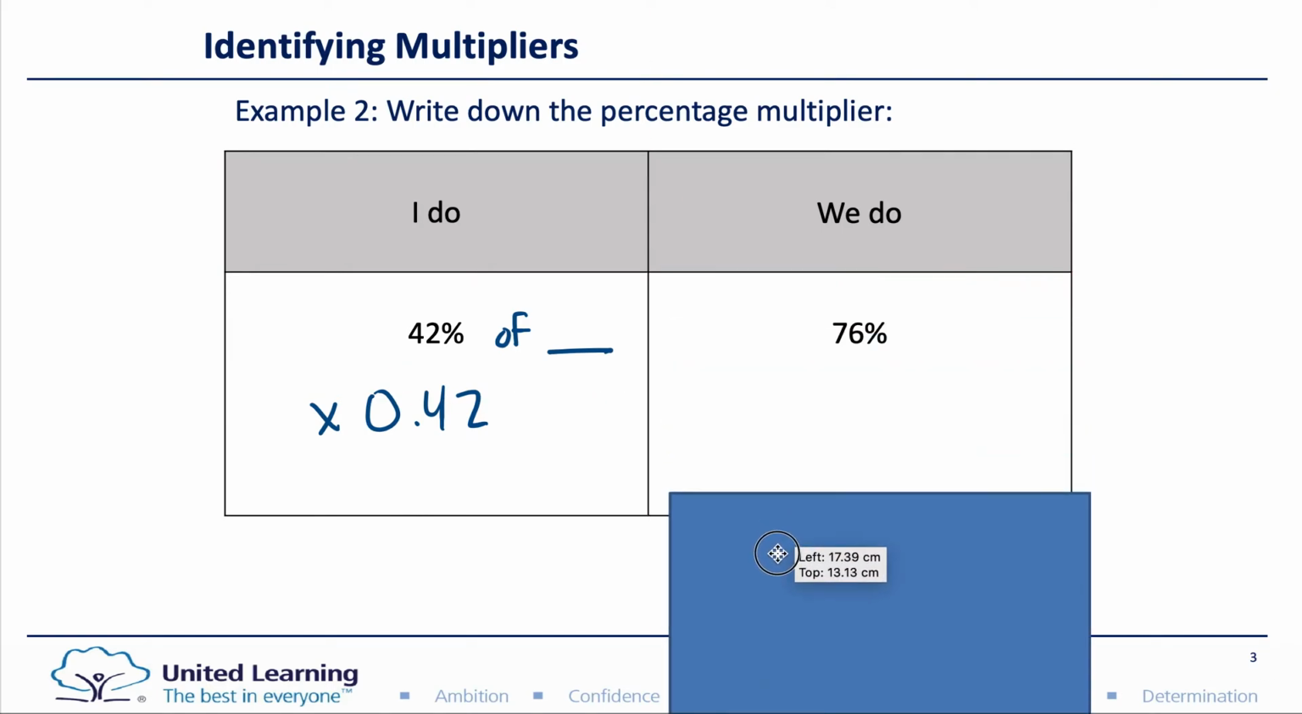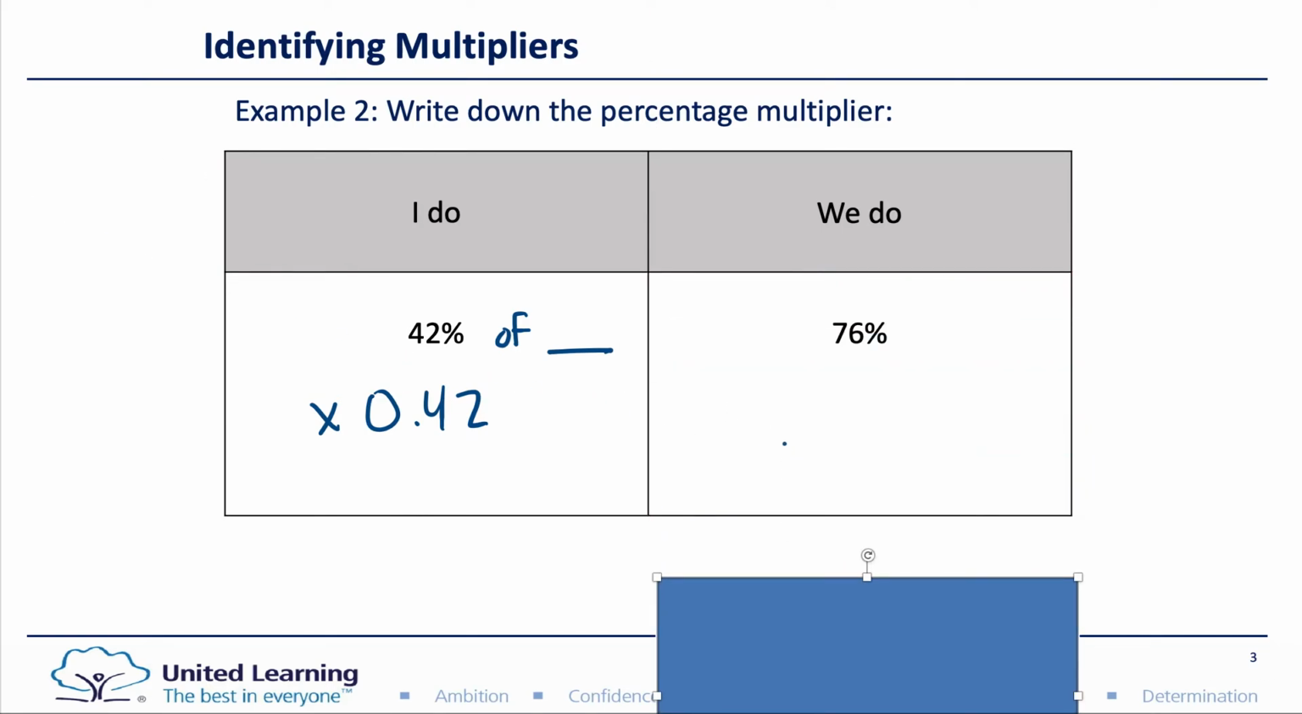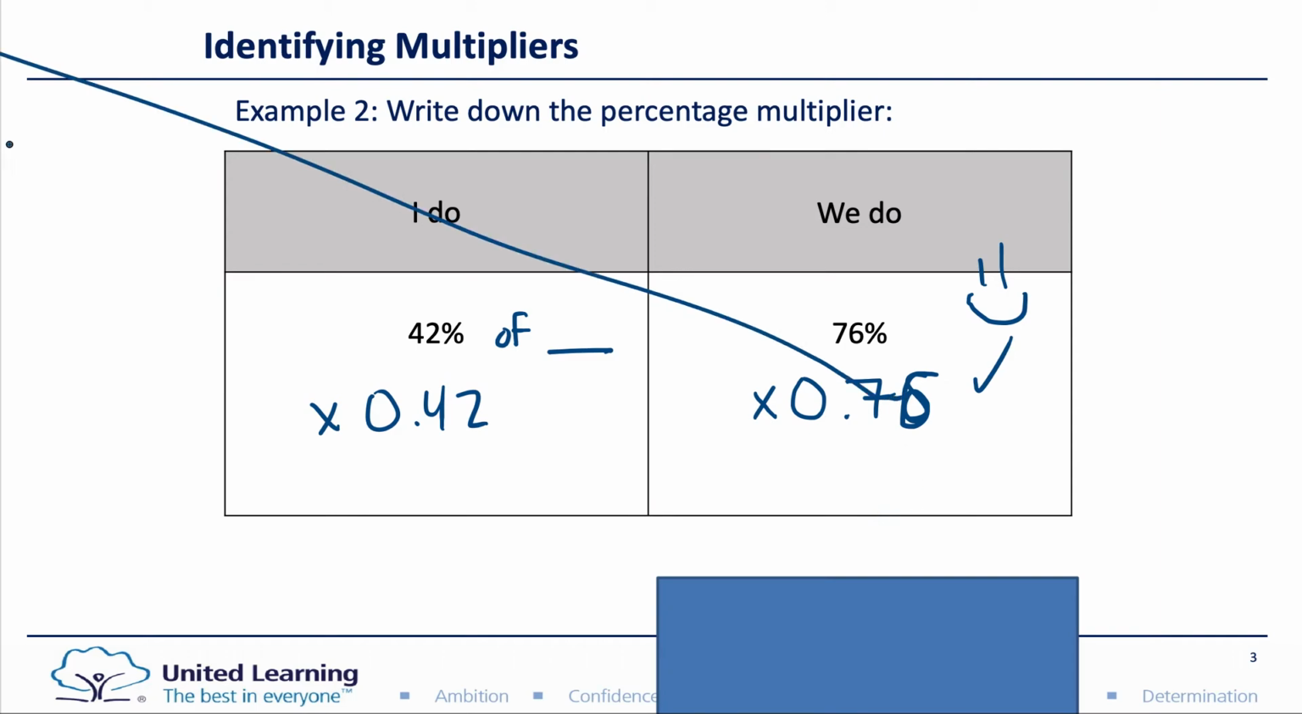Okay, try this one. What's the multiplier? All right, did you say you'd be multiplying by 0.75? Hopefully. Oh my gosh, by 5 I meant 6, silly me. Sorry about that. Okay, better, 6, there we go.